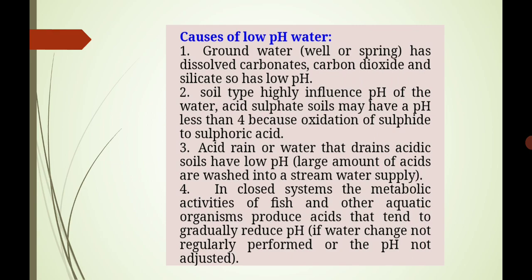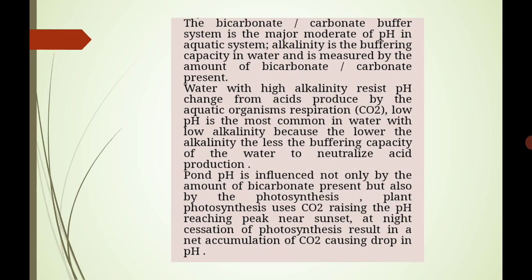Acid rain or water that drains acidic soils has a low pH. Large amounts of acids are washed into a stream water supply. In closed systems, the metabolic activities of fish and other aquatic organisms produce acids that tend to gradually reduce pH if water changes are not regularly performed or the pH is not adjusted.